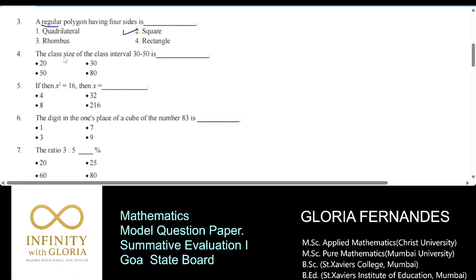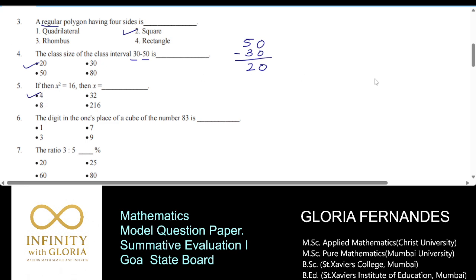Now next question is the class size of the class interval. In the class interval you have a lower limit and the upper limit. So you need the class size. What will be the class size over here? Upper limit minus lower limit. So 50 minus 30 is going to give you 20. So your answer is 20. Next, you have x square is equal to 16. So what will be x? You have to take the square root. The square root of 16 will be plus or minus 4. And the option they have given over here is 4.